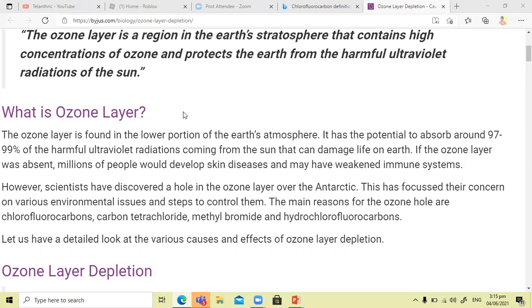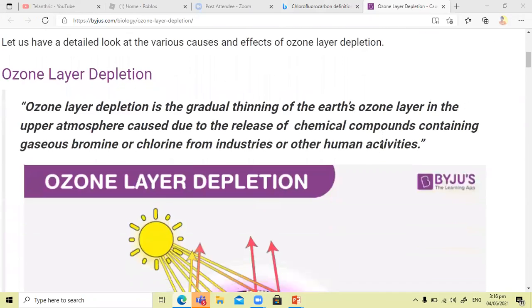However, scientists have discovered a hole in the ozone layer over the Antarctic. This has focused their concern on various environmental issues and steps to control them. The main reasons for the ozone hole are chlorofluorocarbons, carbon tetrachloride, methyl bromide, and hydrochlorofluorocarbons. Let us have a detailed look at the various causes and effects of ozone layer depletion.